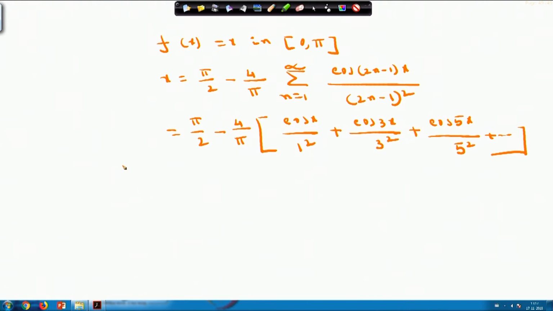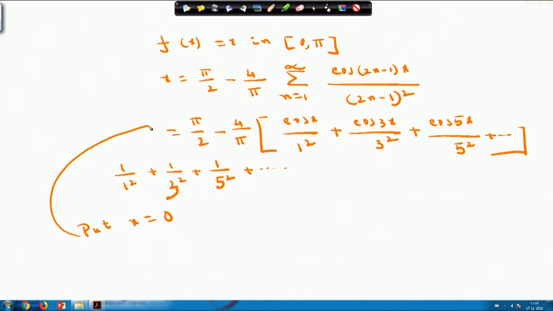And next, I have to find the value of the series 1 by 1 square plus 1 by 3 square plus 1 by 5 square and so on. And the cosine term I have to make 0. So, if I put x equals 0 in this given series, the left hand side will be 0.